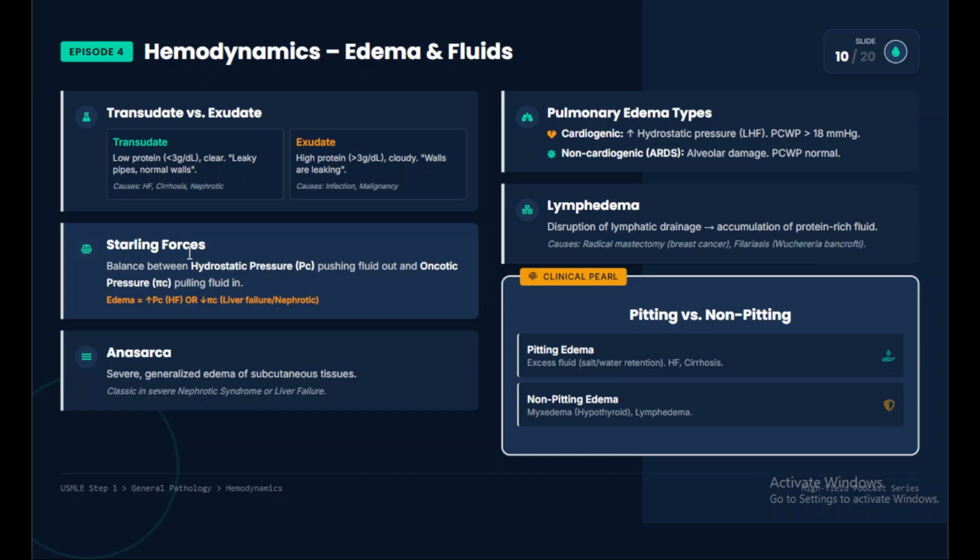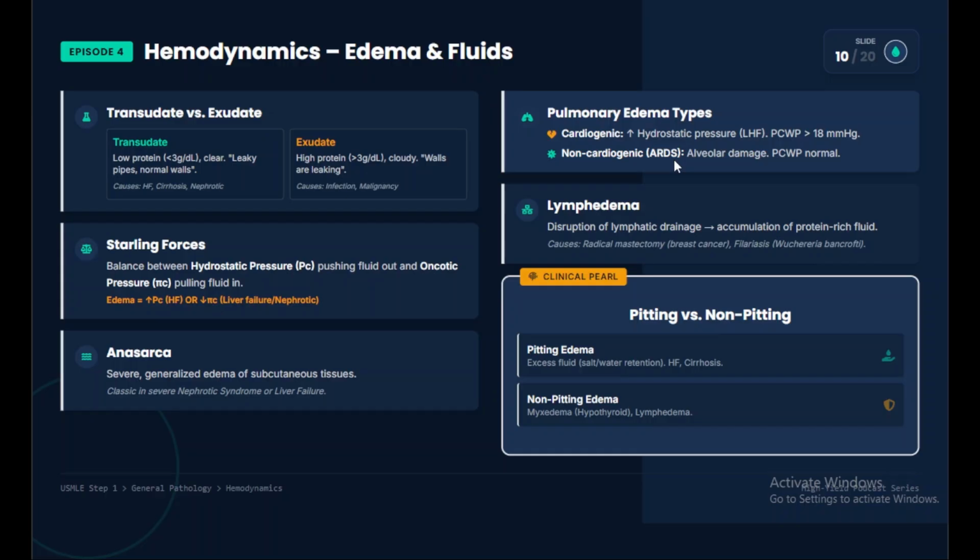Pulmonary edema. If I talk about pulmonary edema and its types, first of all, pulmonary edema is fluid in the lungs, it can be life-threatening, and it comes in two flavors: cardiogenic and non-cardiogenic. Cardiogenic is caused by left heart failure, which increases the hydrostatic pressure in the pulmonary veins. Pulmonary capillary wedge pressure increases, and the fluid backs up into the alveoli, and this causes dyspnea and orthopnea.